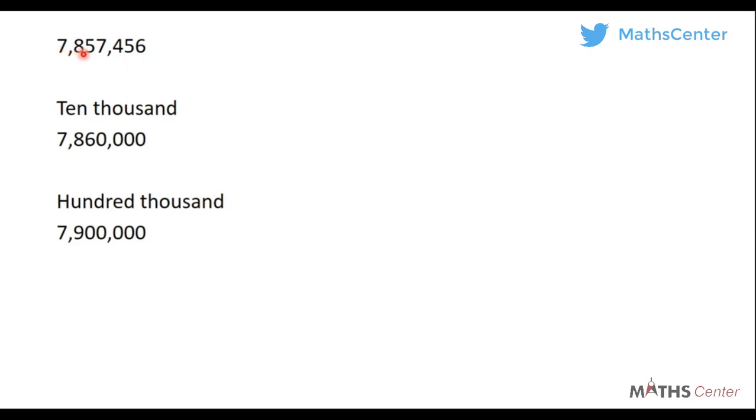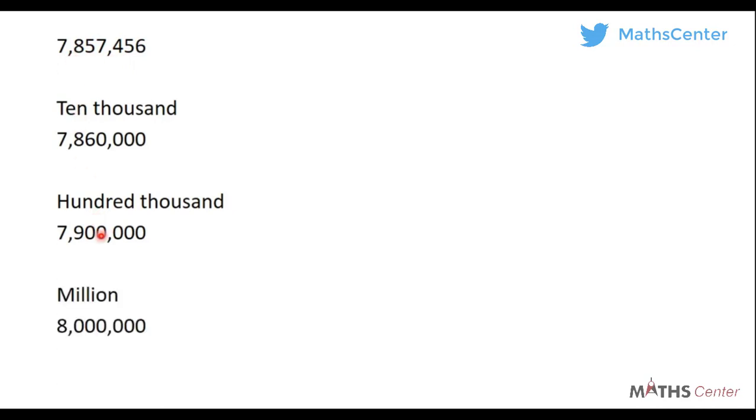So 7, 8. Because we are rounding to the nearest 100,000 and the number in front of 8 is 5, we add 1 to 8. We are going to get 9. Then we change 5, 7, 4, 5, 6, all of them to 0. So we are going to add 5 zeros to it.